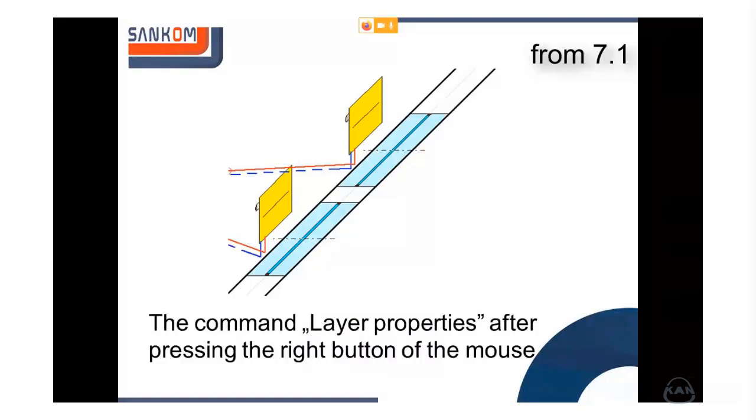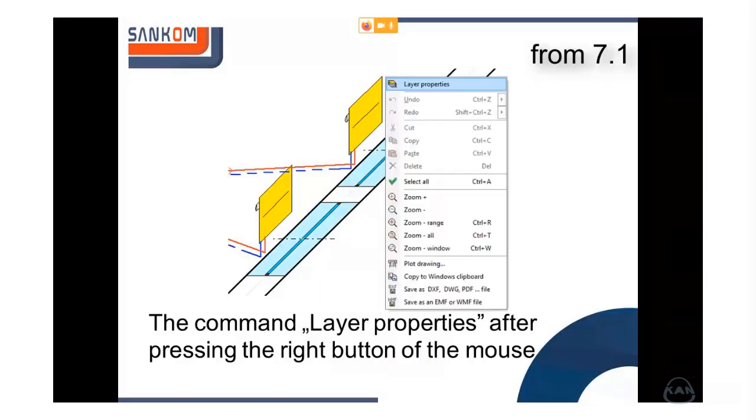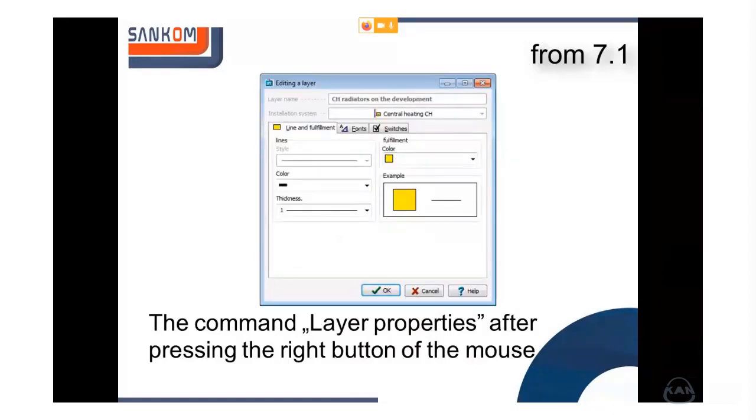And to access the editor of properties, we can now just right-click an element, for example, a radiator, and then in the pop-up menu, we have the command layer properties. And this command opens the editor of layer properties, and we can change all the properties.